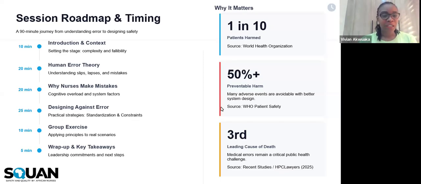Yes, we'll be going through this roadmap for today's session. I think within the next 1 hour, 15 minutes max, we should be done. So we'll do a bit of an introduction, and then we'll look at human error theory. We'll talk about why nurses make mistakes, even the good ones. We'll also talk about designing against error. We'll do a short group exercise, and then we'll do our key takeaways and wrap up.